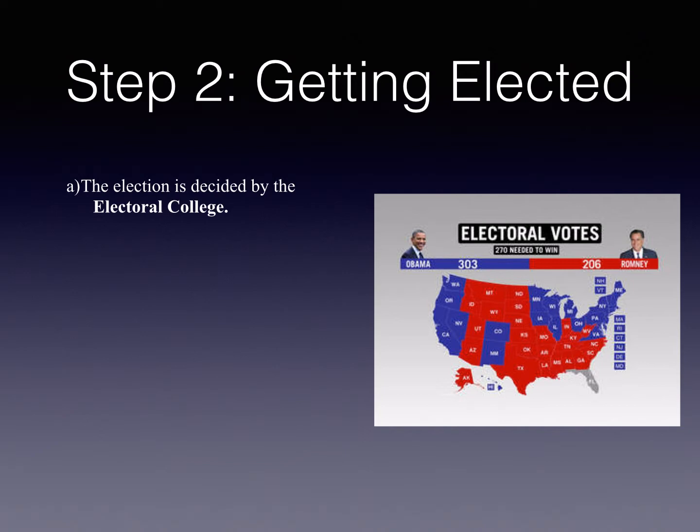The election is decided by the Electoral College. And we'll talk a little bit about how that works, but we're not going to worry about it too much. But you see the picture here. This shows the 2012 election, how the electoral map turned out. So the states in red voted for Mitt Romney. The states in blue voted for President Obama.